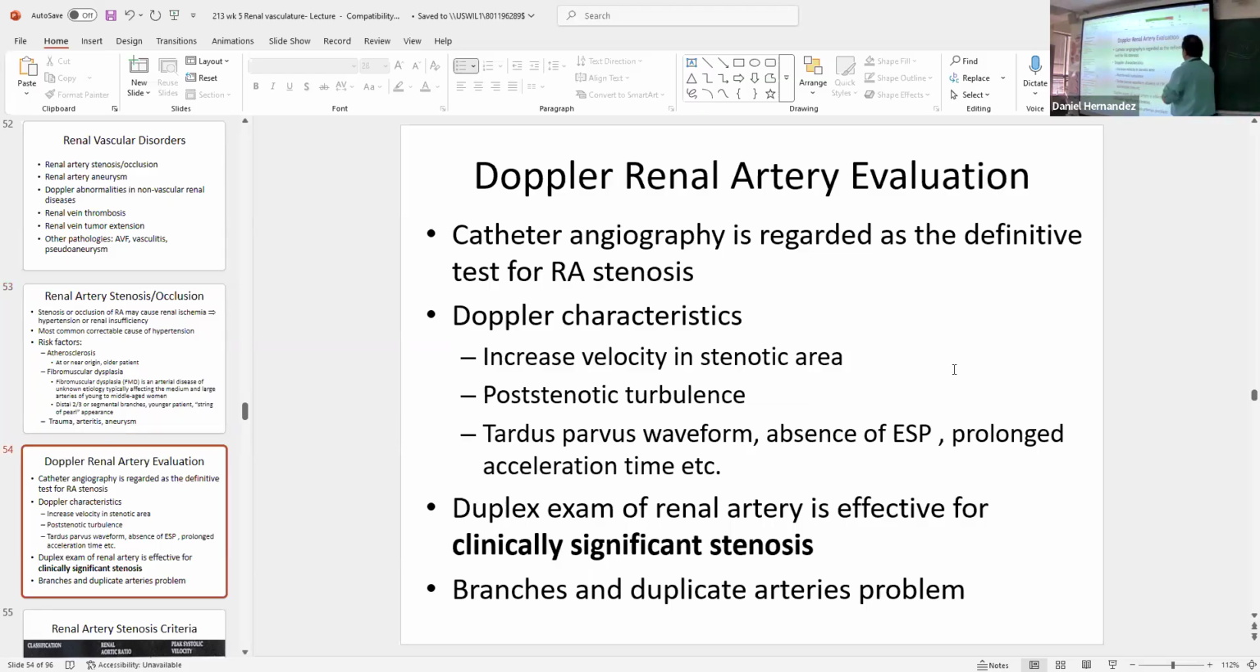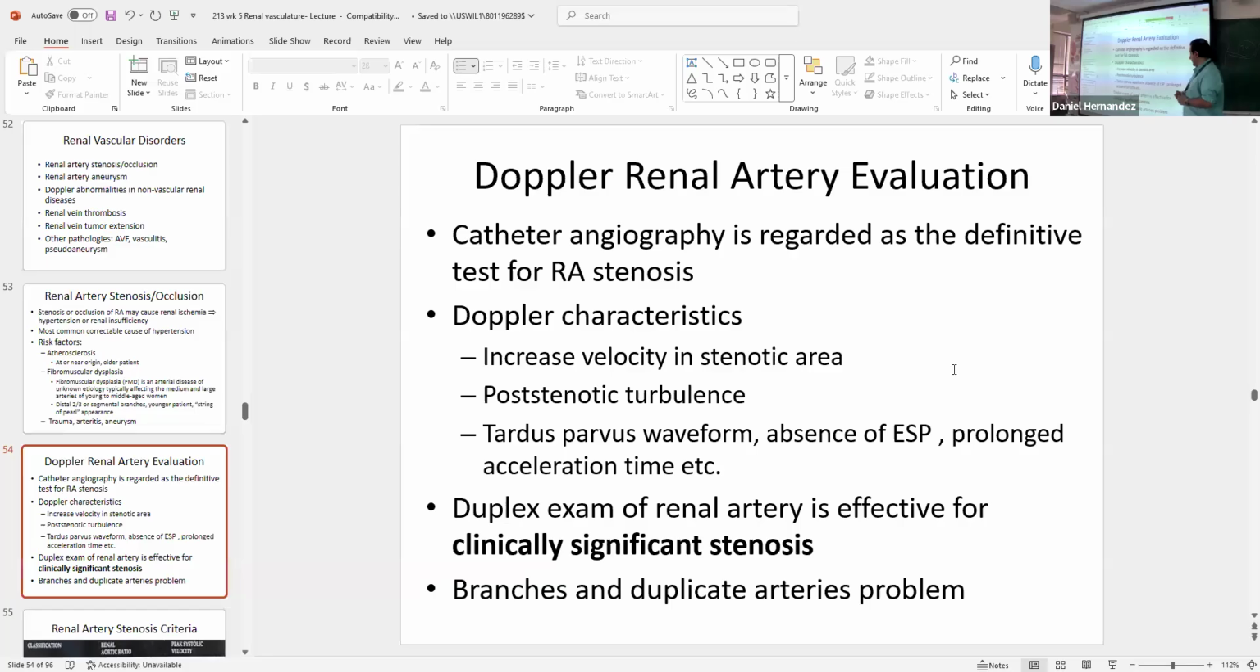So again, angiography is the more definitive test when we want to look for stenosis. It's our gold standard. We look for increased velocities in that stenotic area, post-stenotic turbulence, and then that tardus parvus waveform. We used to look for that absence of that early systolic peak, prolonged acceleration times. So again, that prolonged acceleration time goes hand in hand with that tardus parvus waveform.